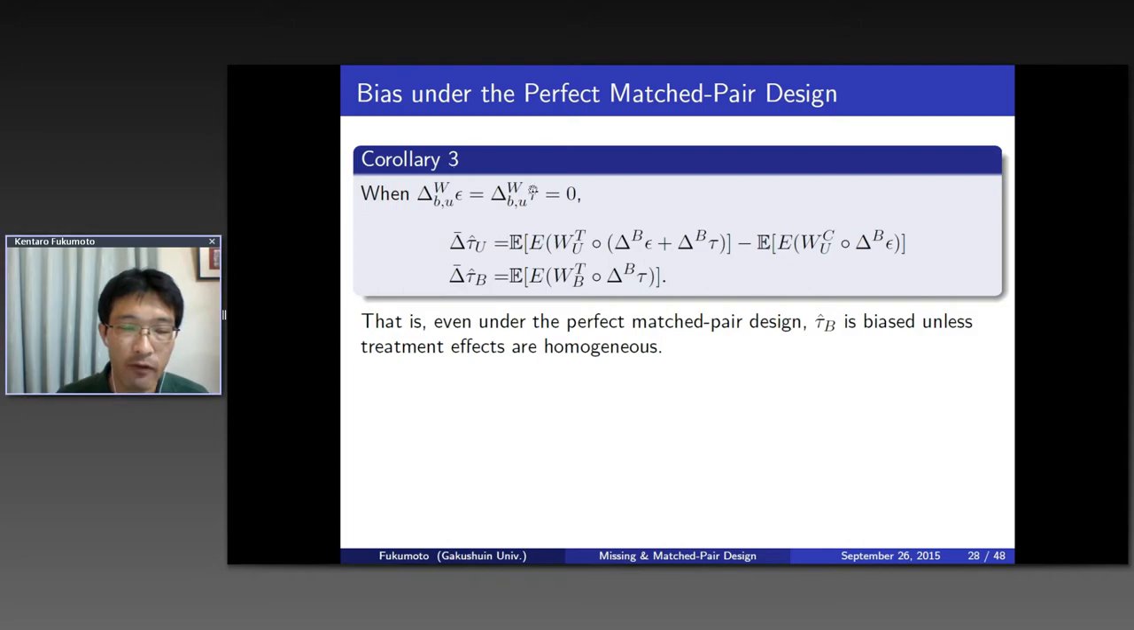And if the matched pair design is perfect, then again, the bias of the blockwise deletion estimator or unitwise deletion estimator does not contain within-block factors here. But unfortunately, even under the perfect matched pair design, the blockwise deletion estimator is biased unless treatment effects are homogeneous.